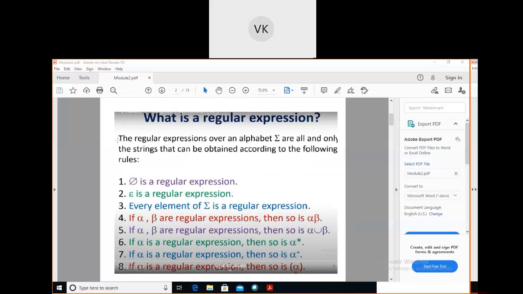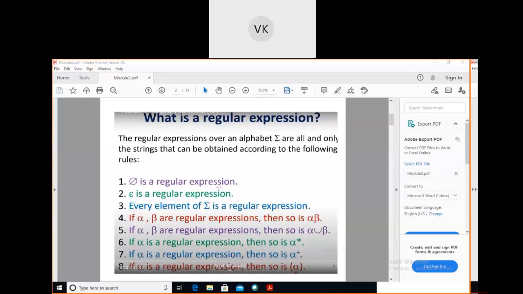Next, we'll see the definition. What is a regular expression? The regular expressions over an alphabet sigma are all and only the strings that can be obtained according to the following rules. Here you see null is a regular expression. I told you, a regular expression is a symbolic representation of the regular languages.